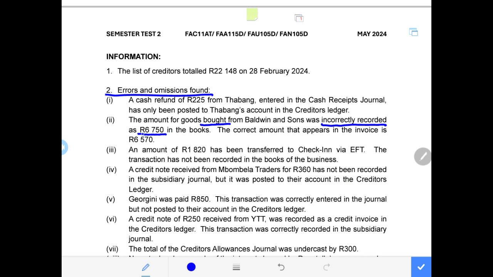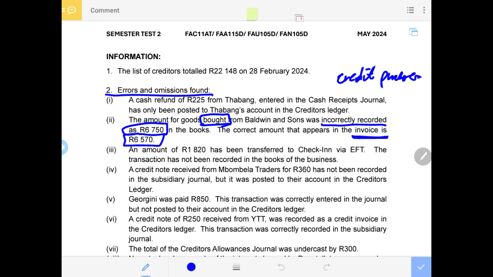So we recorded 6,750 instead of 6,570. Remember, this is the inventory that was purchased, and I'm looking for this term, the correct amount in the invoice. When we speak of the invoice under creditors reconciliation, we know that this is credit purchases. We bought on credit.